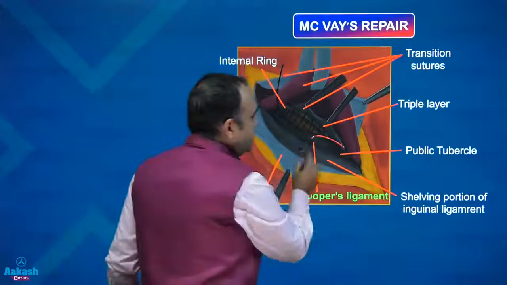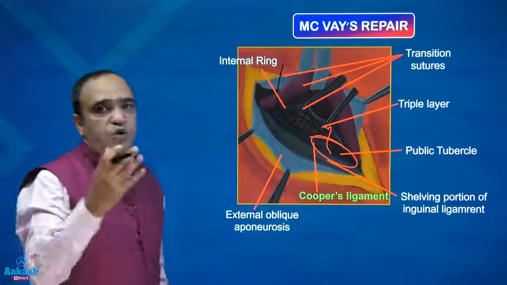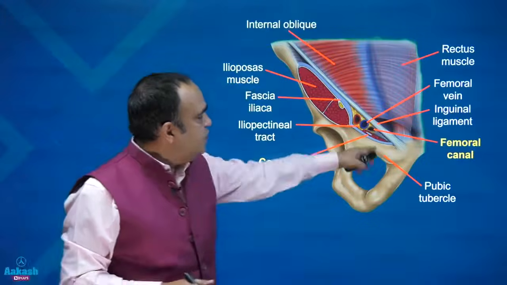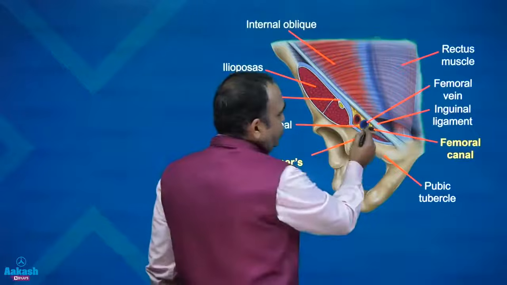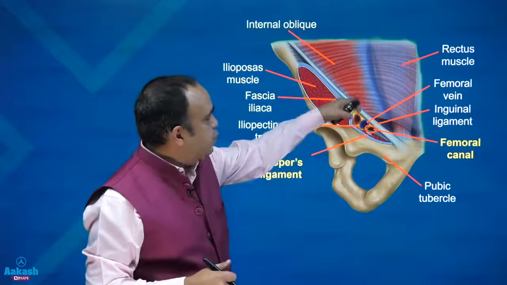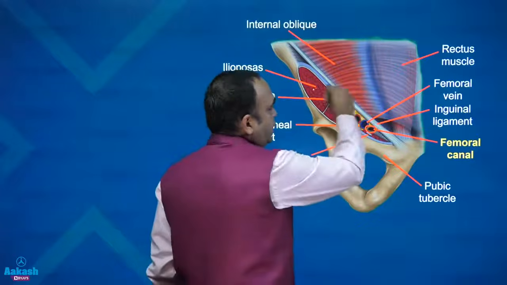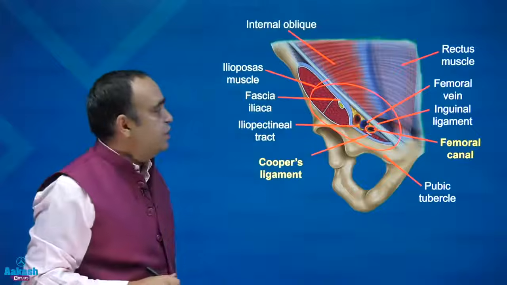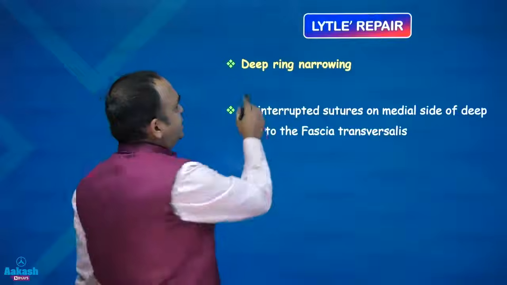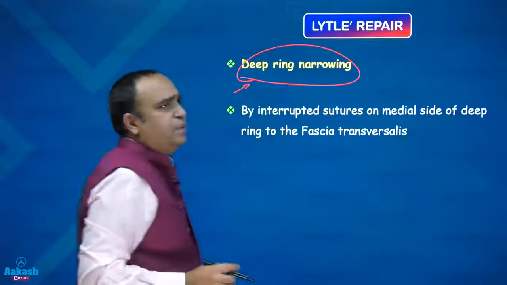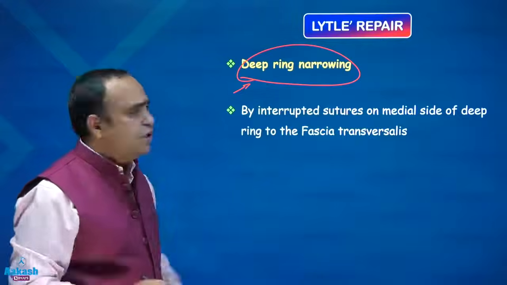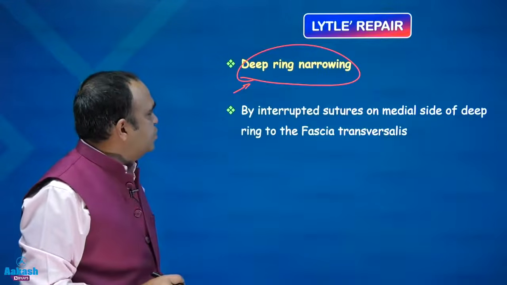So that's Cooper's ligament. You can see this is being approximated to the transversus abdominis and internal oblique. It's related to the femoral ring through which the femoral hernia enters. So when you approximate it, that covers not only the inguinal but also the femoral defect. Now Lytle's repair is just the deep ring narrowing. So for a simple small hernia where the posterior wall is intact, we can use it, but it's not much of use in current day practice, today's practice.